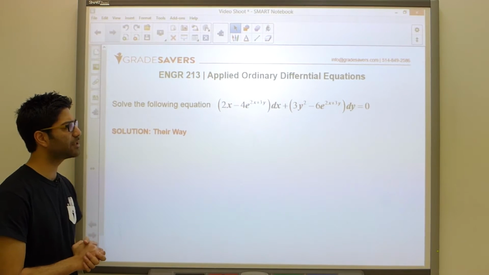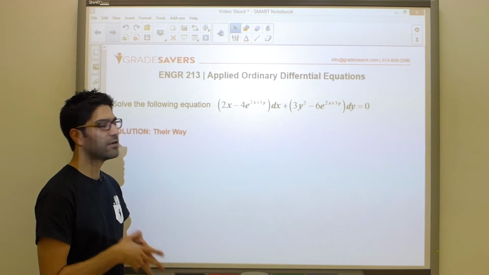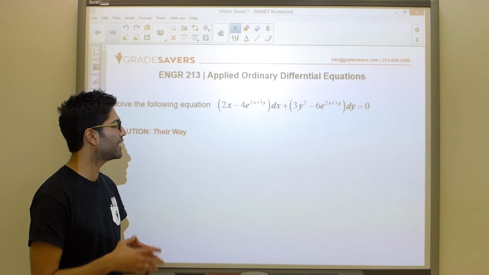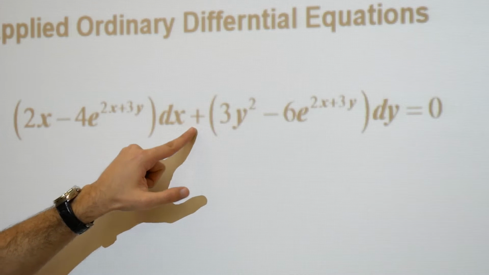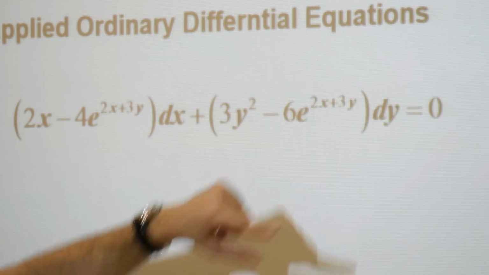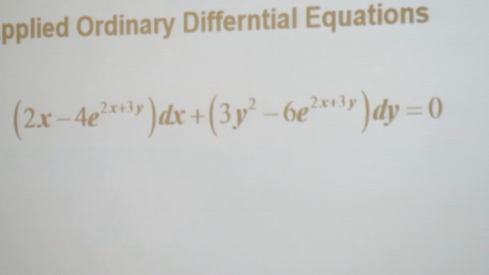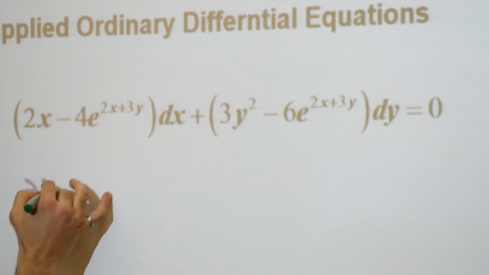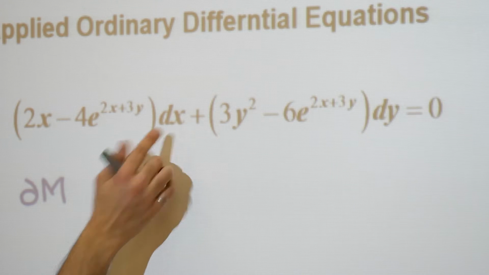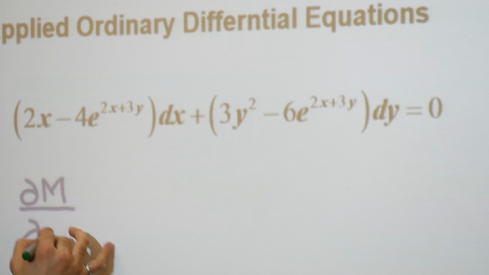So here are the steps in solving an exact equation. The very first thing is that you have to make sure that it is in the right format, M dx plus, and not minus, N dy equals 0. Since our equation fits the format, we can proceed to step 2, which is to check whether this is in fact exact. To do that, we take the partial derivative of M, not with x, but rather with y.